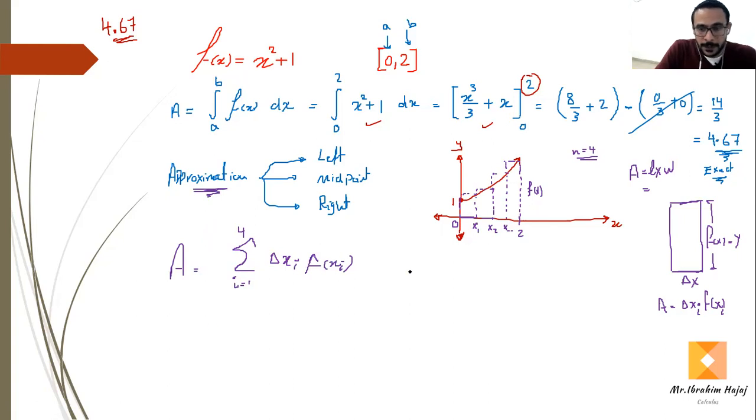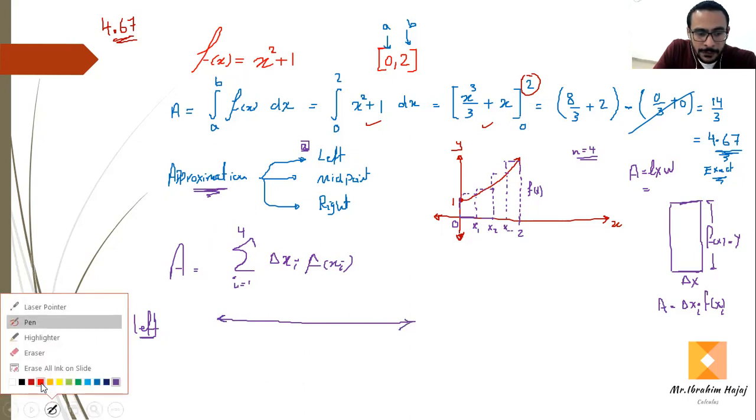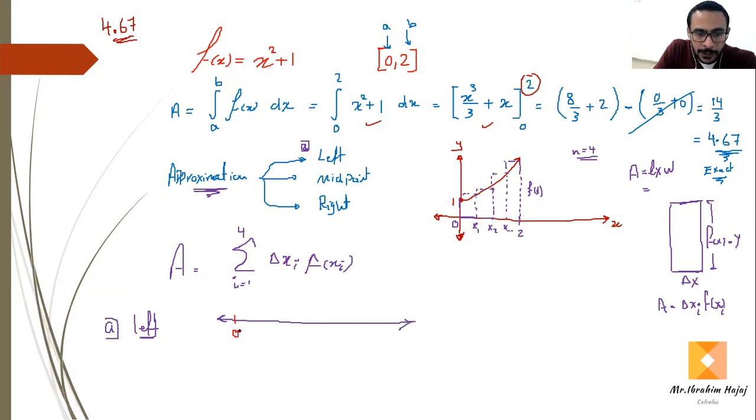The approximation. I will start with the first way of approximation, which is the left endpoint rule. For the left endpoint rule, we have to take a number line and divide this number line, we said from 0 to 2, as the question asks. We will divide it into 4 subintervals. So we have to find delta x. How do we find delta x?